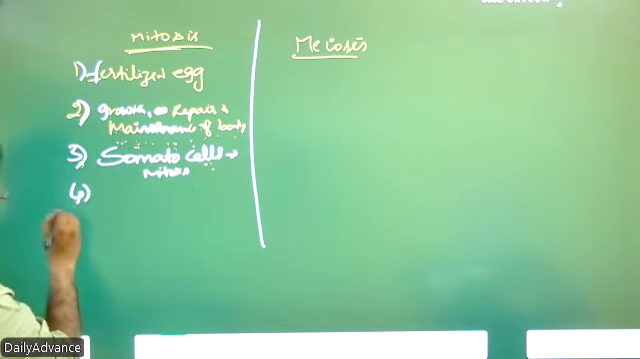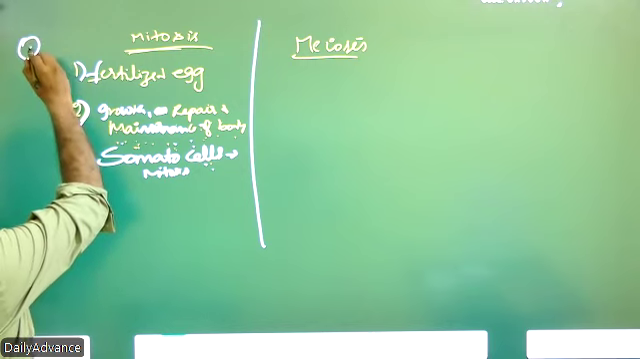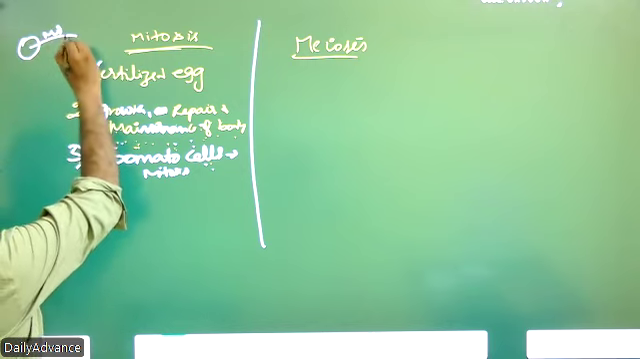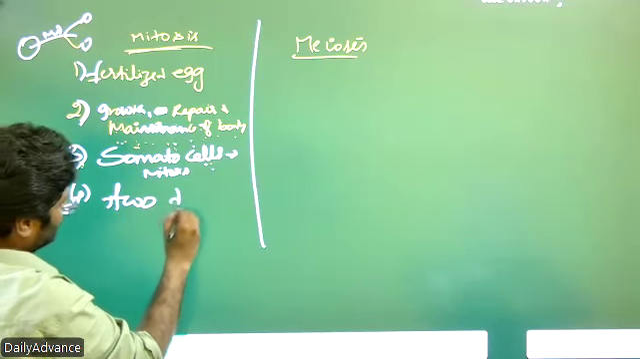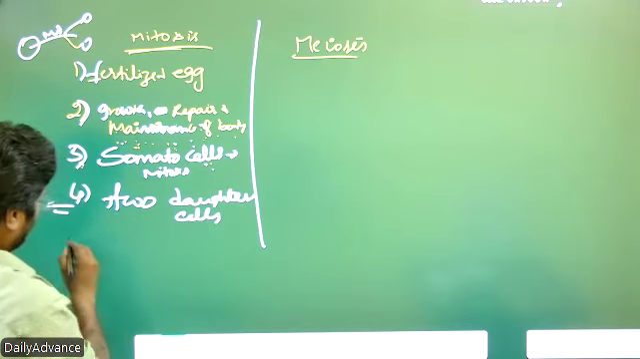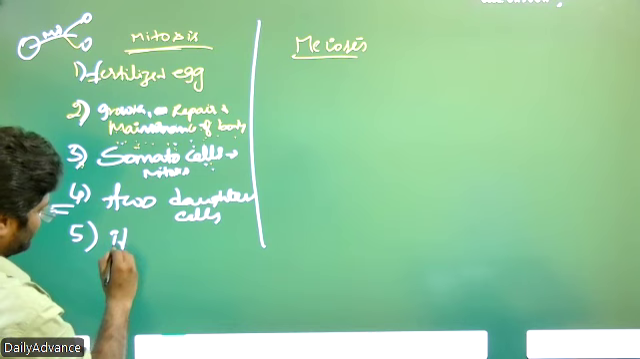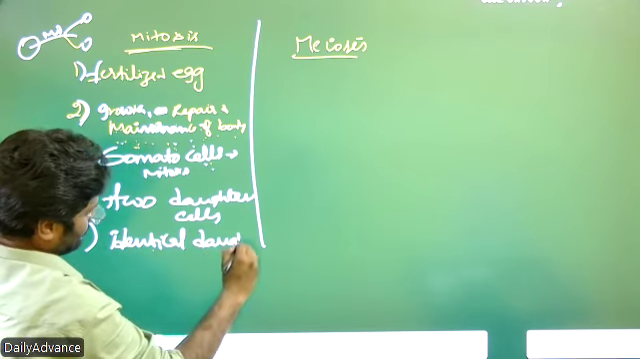Okay. So the number of daughter cells produced by a cell which undergoes mitosis cell division is only two daughter cells. And each daughter cell is identical. So identical daughter cells.